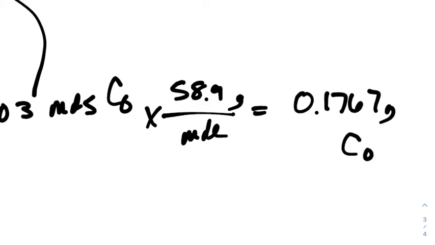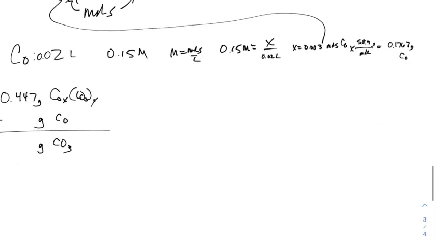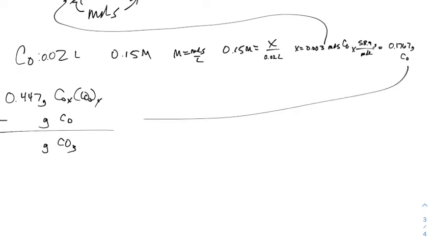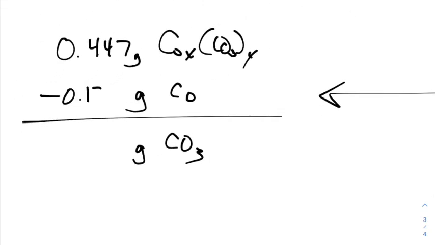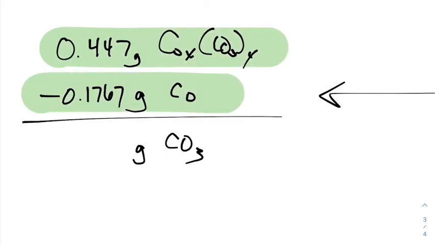0.1767 grams of the cobalt. So you take that down here, 0.1767, if I've got my numbers right. So of the precipitate, which is cobalt and carbonate, that much of it is cobalt, so we can figure out now what the carbonate is. So 0.447 minus our cobalt is going to get us 0.2703 grams of the carbonate.